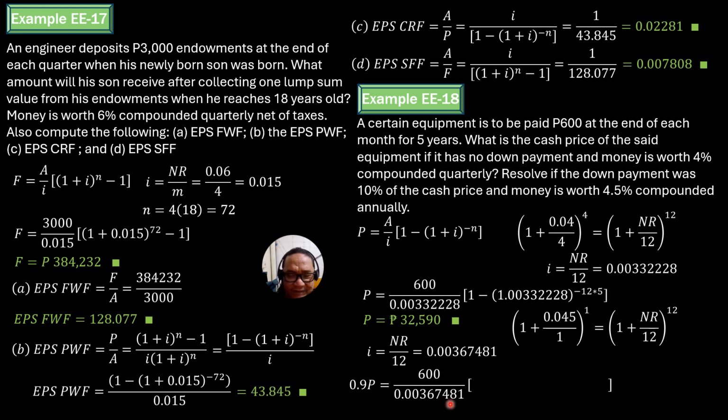So 600 over 0.00367481, quantity 1 minus 1.00367481 to the negative 60. Solving for P this time is 35,838 pesos. So that's it for this part of the video.